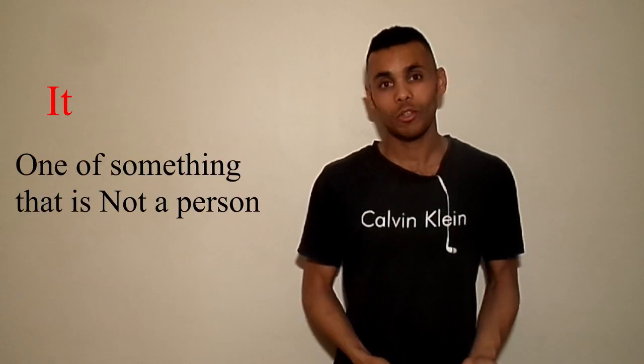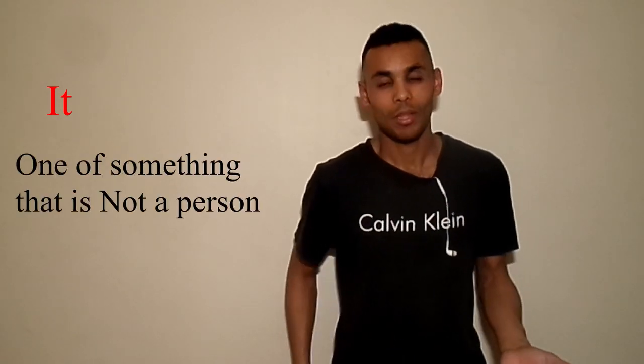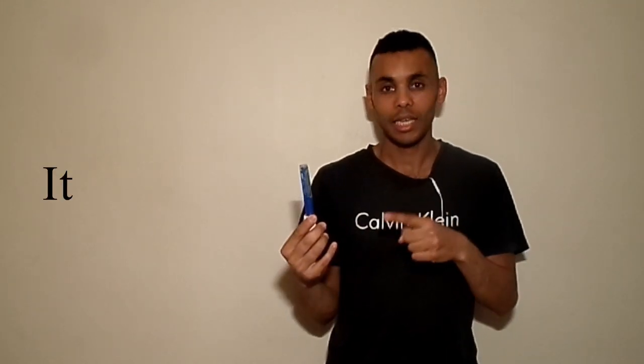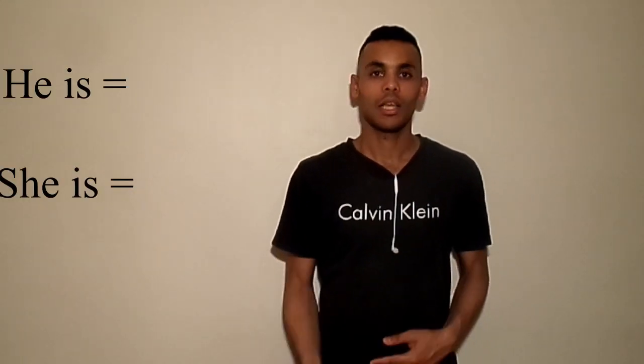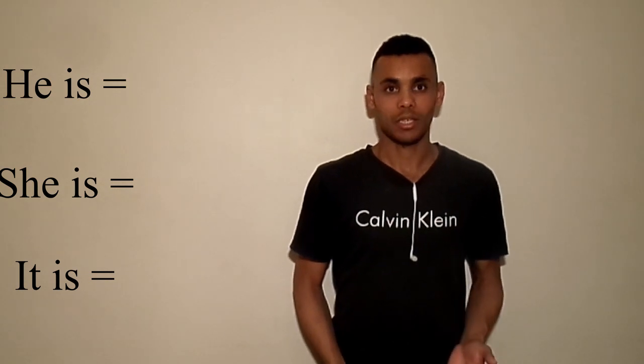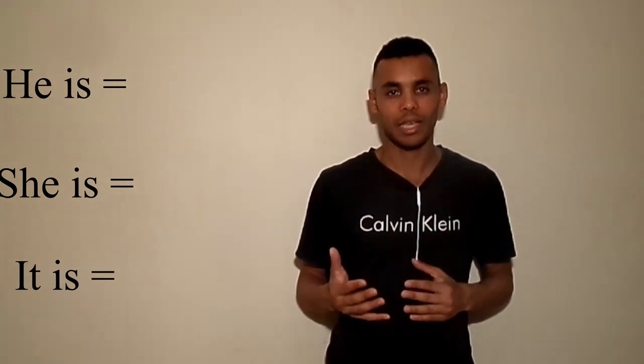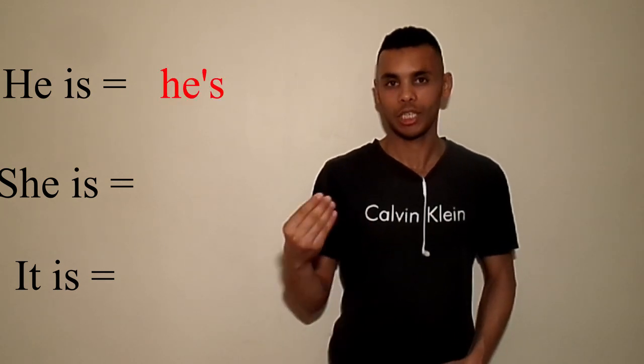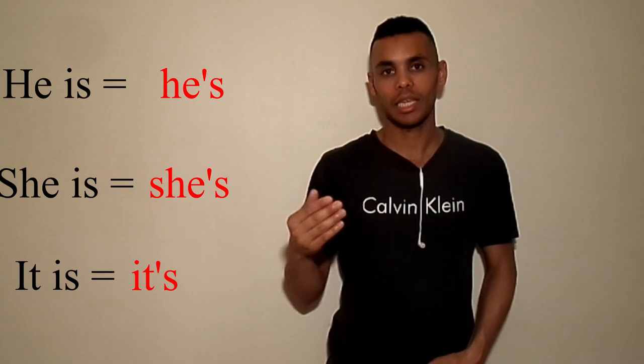Now it is a singular noun. That means one of something that is not a person. For example, my marker. I can say it is blue. When we say he is, she is, and it is, we can shorten them and we can say instead he's, she's, and it's. Again, these are shortened versions.